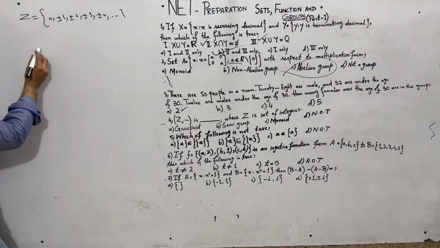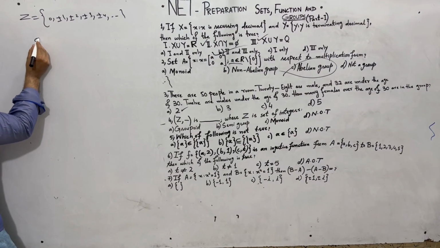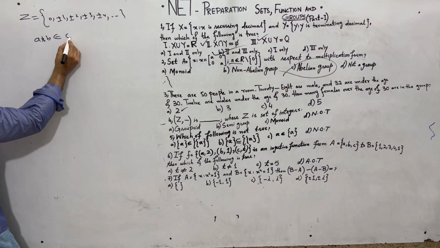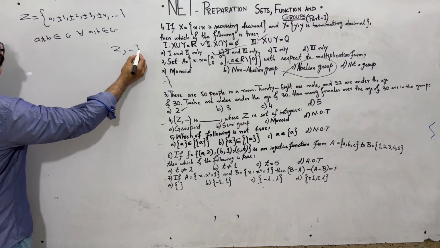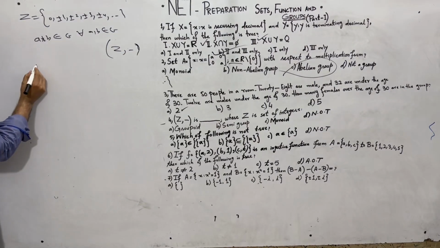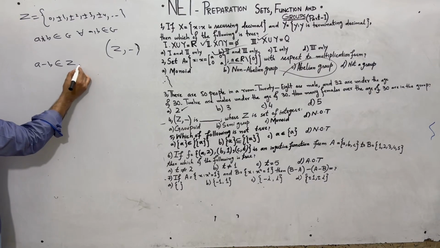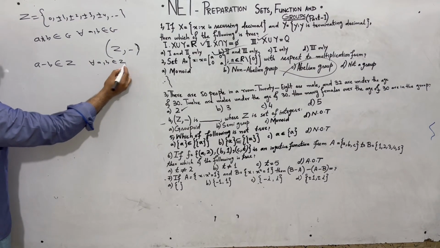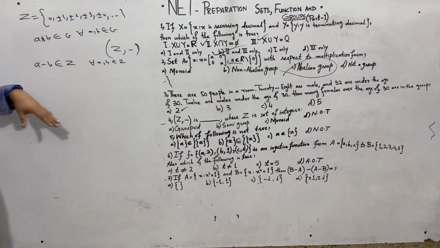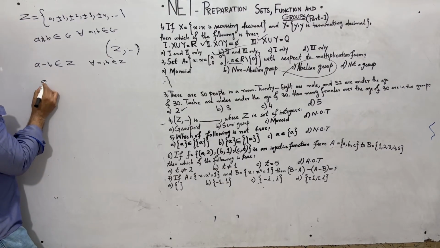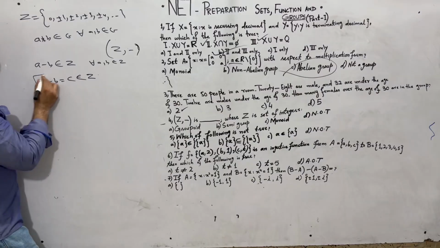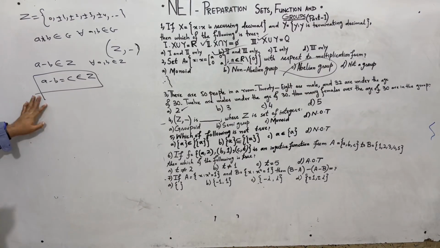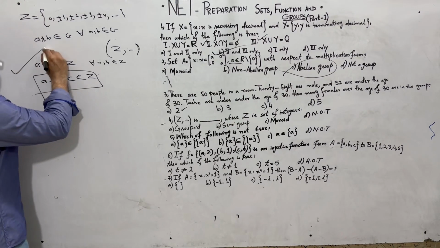Let's verify. Number 1, closure property: A star B belongs to G for all A, B belonging to G. Here our operation is integers under subtraction, so A minus B must belong to Z for all A, B belonging to Z. If we subtract any two integers, the result is again an integer. If A minus B is equal to C, then C must belong to Z, because the difference of any two integers is also an integer. So the closure property has been satisfied.